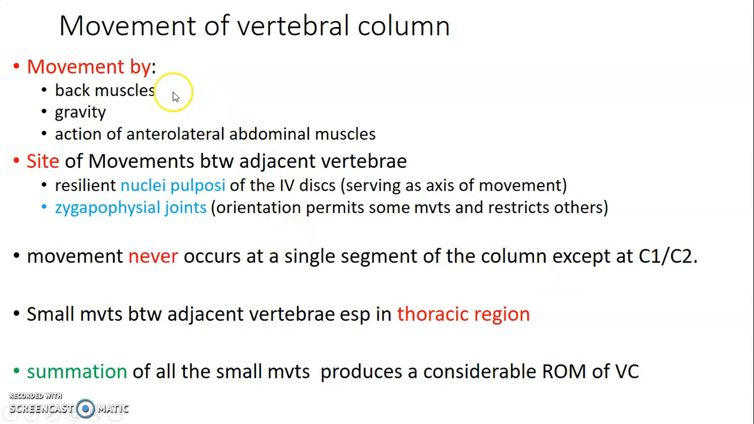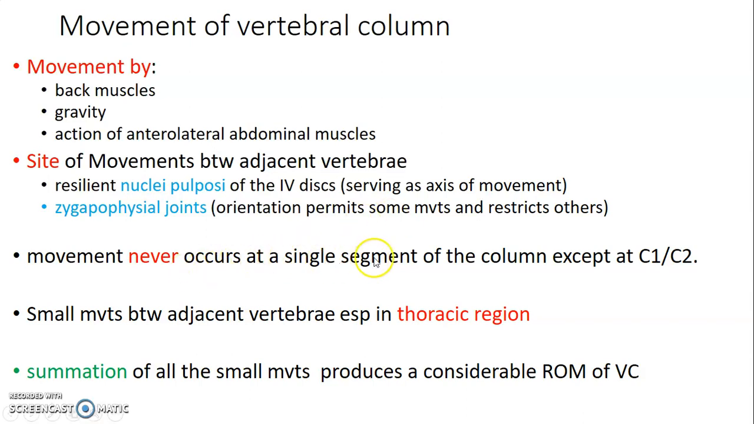So the movement of the vertebral column is caused by back muscles. There is the effect of gravity, and the action of anterolateral abdominal muscles also affects the movement of the vertebral column. So remember, the site of movement between adjacent vertebrae is mainly at the resilient nucleus pulposus of the IV disc, and that serves as the axis of movement. And we also have the zygapophyseal joints that permit some movements and restrict others.